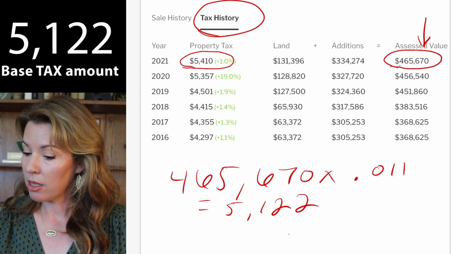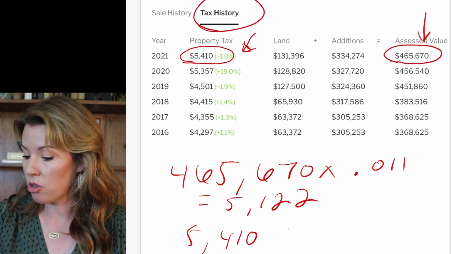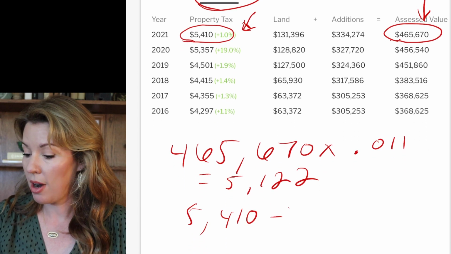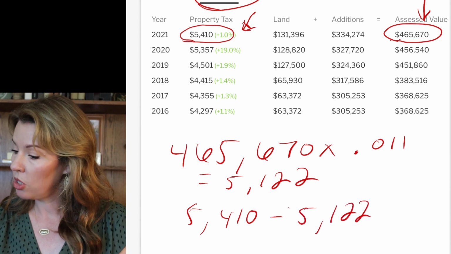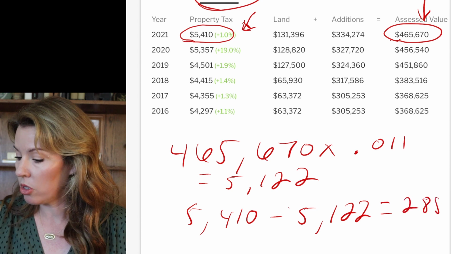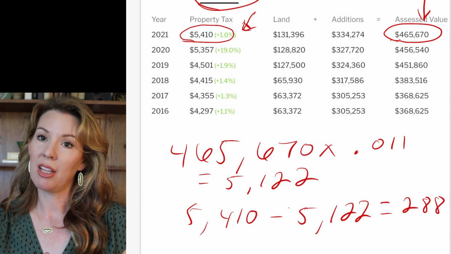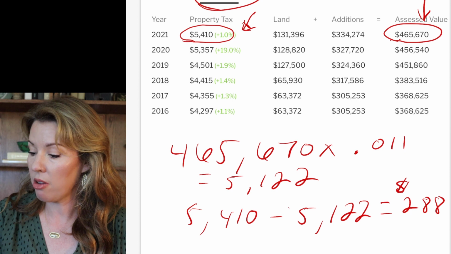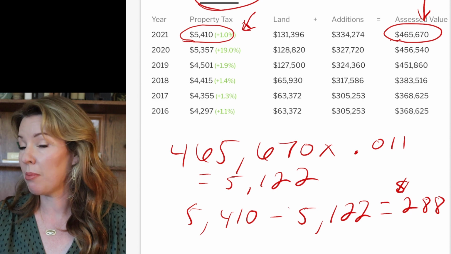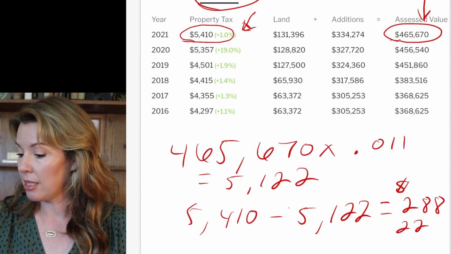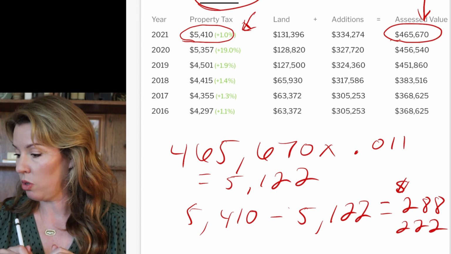So we are now going to take our last property tax amount here, $5,410, and we are going to subtract our rough calculation of the base rate, which is $5,122, and I already did the math here. It equals $288. So this first exercise is calculating the special assessments. So the rough calculation of the special assessments for this property is $288. I looked up the actual special assessments, and it is $222. So we're only off by about $60. So it is a pretty close ballpark.